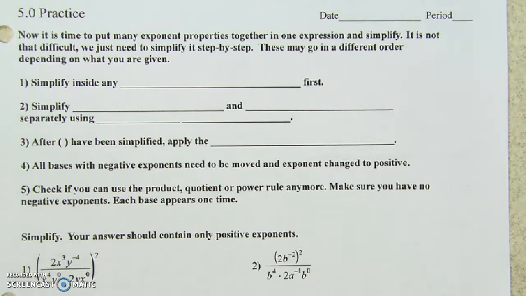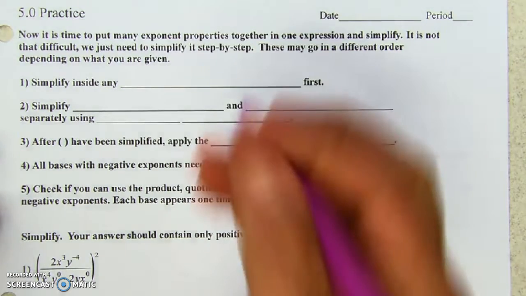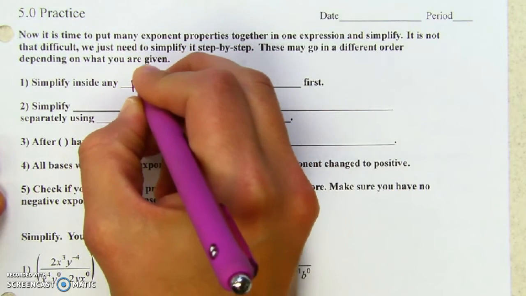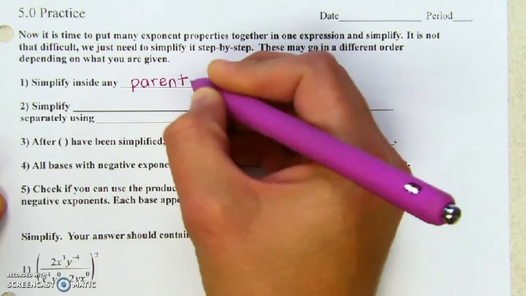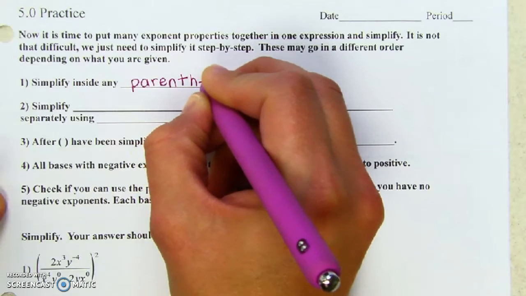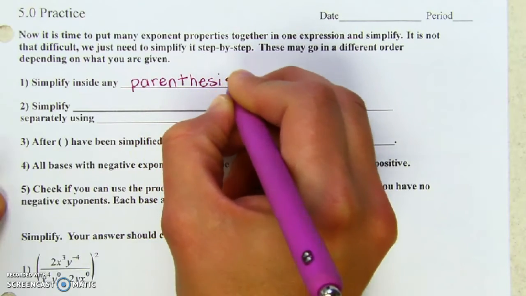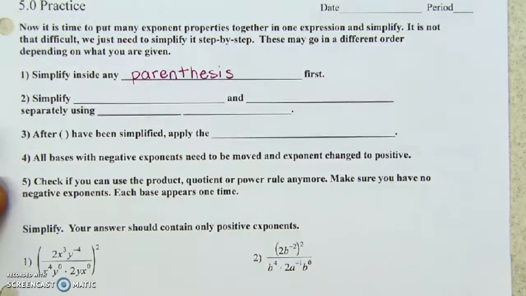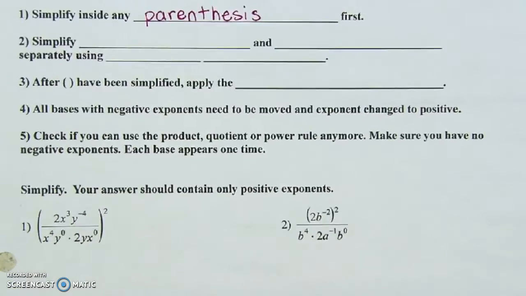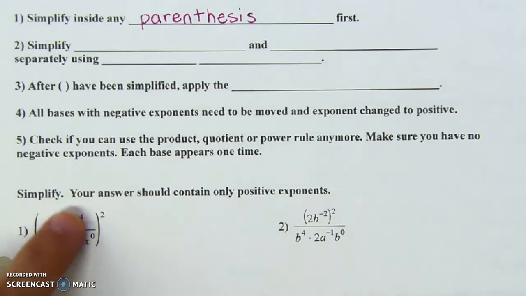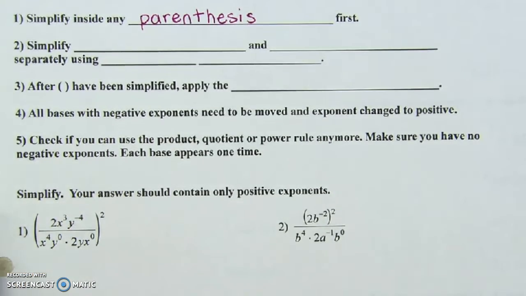Let me see, I might fill in. Simplify inside any parentheses. Do you know how to spell parentheses? Spell the word parent, and then thesis, but only one T. Parentheses. I don't know if that's right. I should look it up. Okay, so simplify inside the parentheses, like we're going to simplify inside this before we do that power.